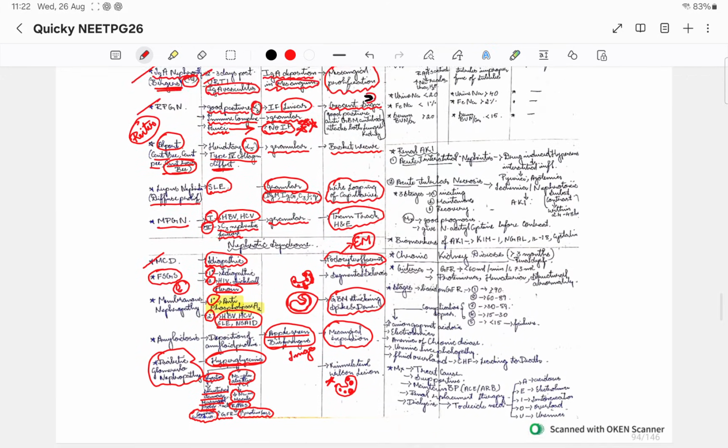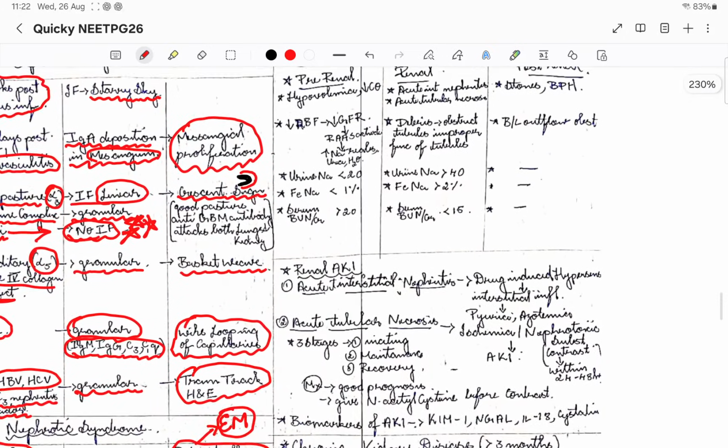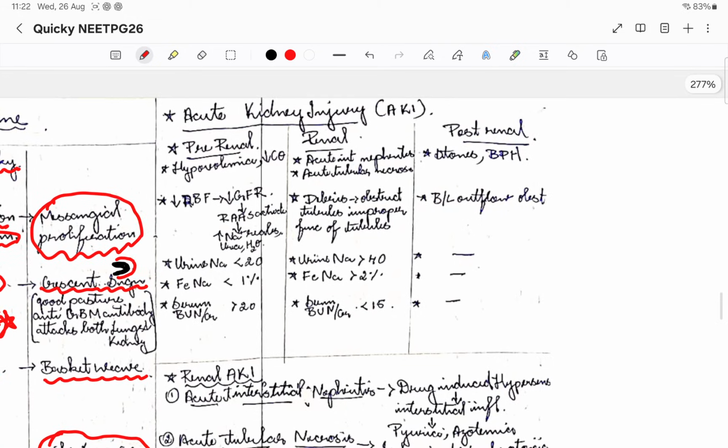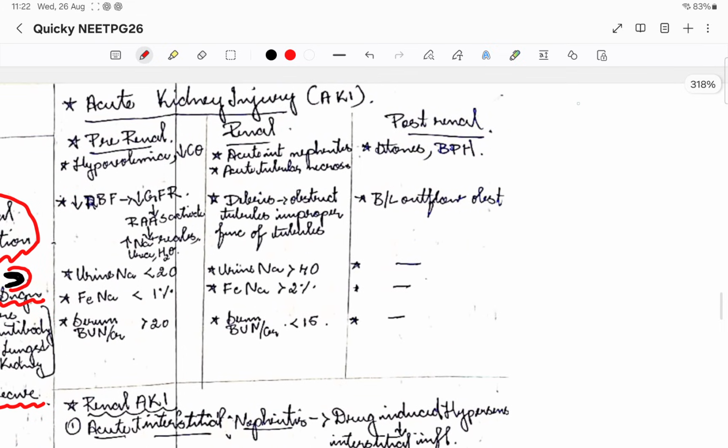Now we'll dive into the major topic, that is acute kidney injury and chronic kidney injury. There are three kinds of acute kidney injury which can happen: pre-renal, where there might be some issue before coming to the kidney itself, renal, or post-renal. Let us see them one by one.